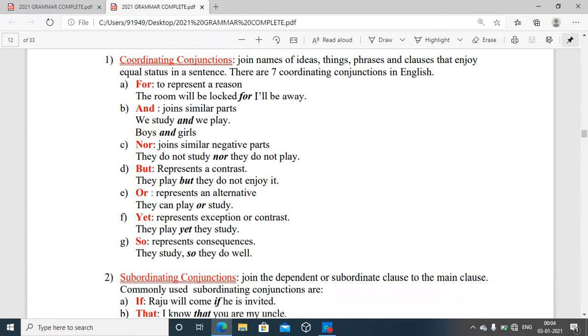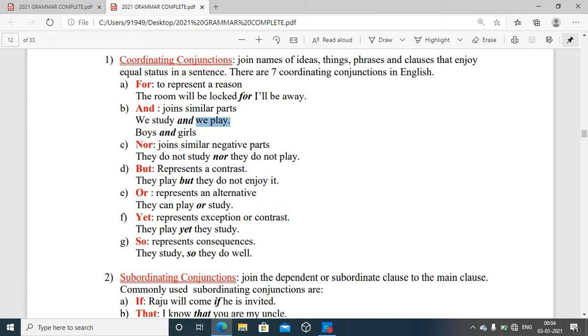The third one is 'nor'. It joins similar negative parts. Here, 'we study, we play' are both positive affirmations. Next, 'nor' joins similar negative parts. How does it happen? They do not study, nor do they play. This is stating things in a negative way: something is not done, another thing is not done. So in between you have a connective.